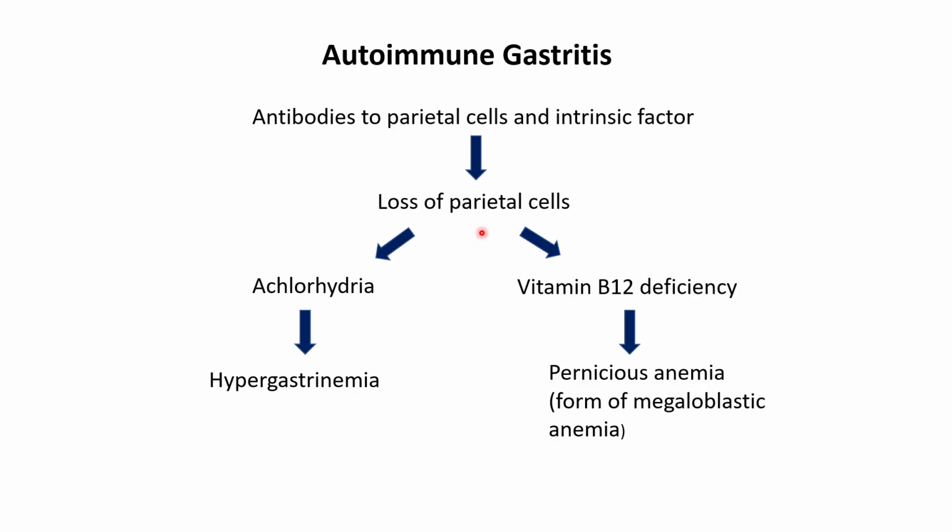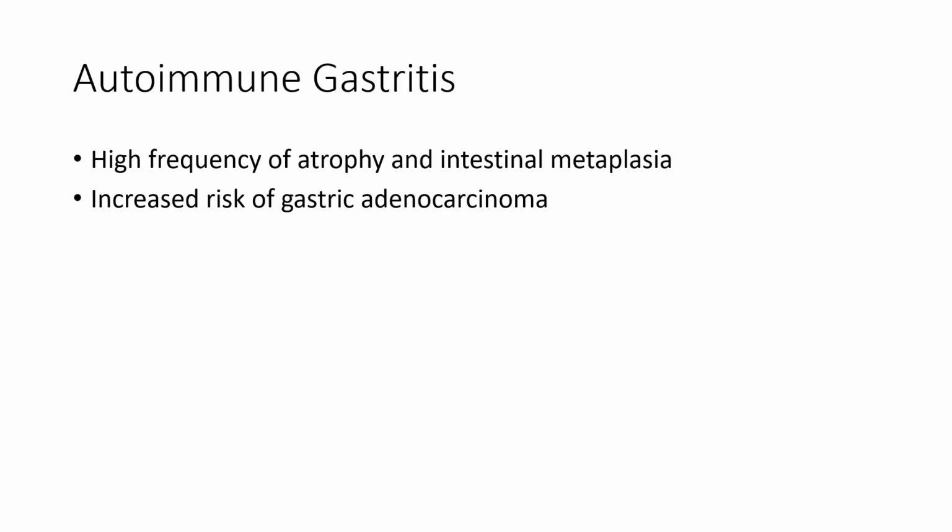Intrinsic factor loss results in defective ileal vitamin B12 absorption, and this will lead to vitamin B12 deficiency and pernicious anemia. Pernicious anemia is a form of megaloblastic anemia. Megaloblastic anemia is a macrocytic anemia. The loss of parietal cells in autoimmune gastritis leads to gastric atrophy and intestinal metaplasia, and this causes an increased risk of developing gastric adenocarcinoma.